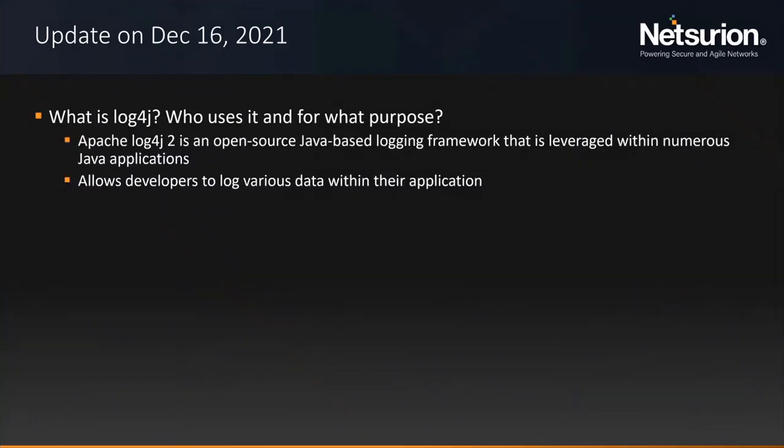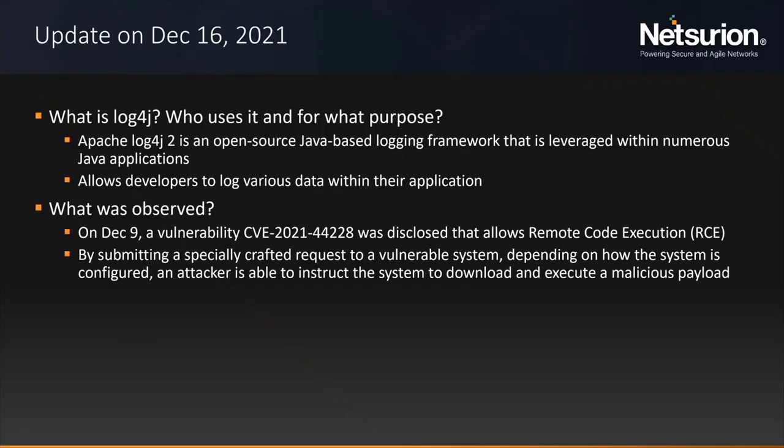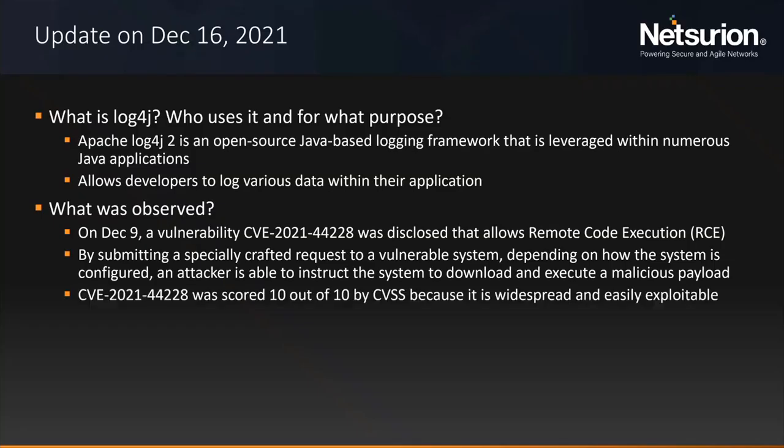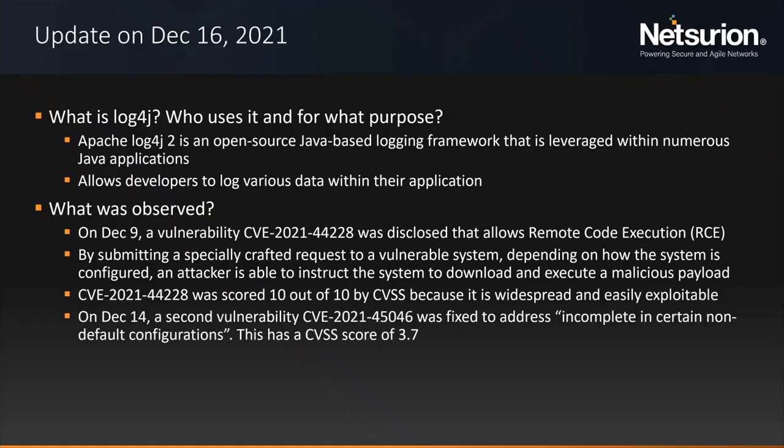So Log4j, of course, is the open source Java-based logging framework that has been found to be vulnerable. And this is a very widely used library, so we're seeing a lot of attacks across applications that incorporate it. December 9th, of course, we had the original disclosure, which was fixed in version 2.15. Subsequently, a new vulnerability was discovered in release 2.15, and this resulted in 2.16.